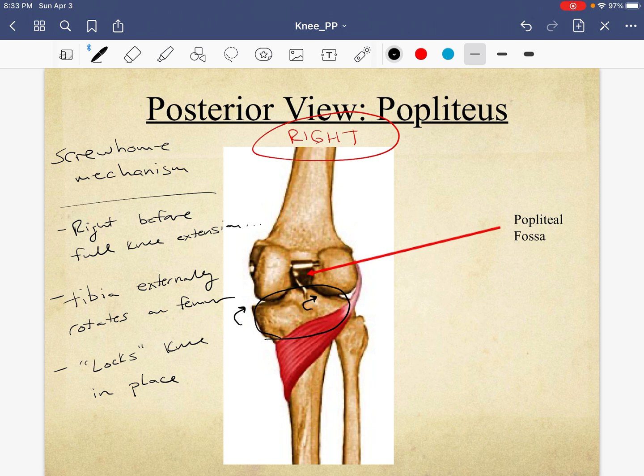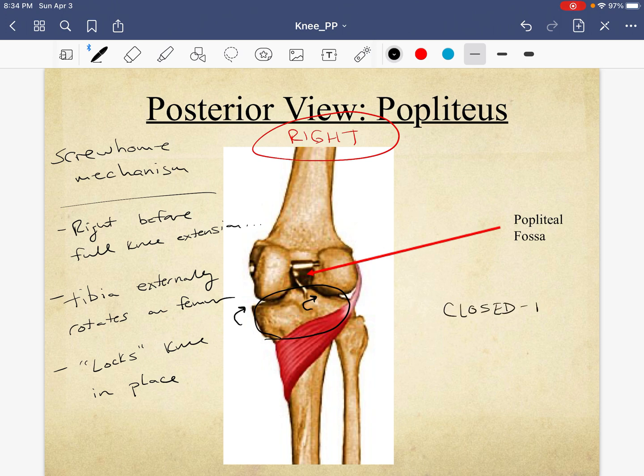You might be thinking, oh yeah, when I fully extend my knee, it kind of locks. And sometimes if you stand, some people actually hyperextend a little bit and it can feel like that locking. This isn't that. That's just because of hyperextending. This happens right before you reach full extension, and you really don't even notice it. So the screw home mechanism: right before full knee extension, starting from a flexed position, right before you get your knee to be totally straight or extended, the tibia externally rotates on the femur, quote unquote, locking it in place.